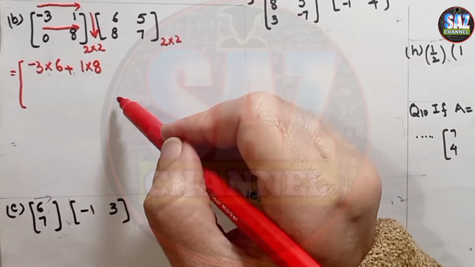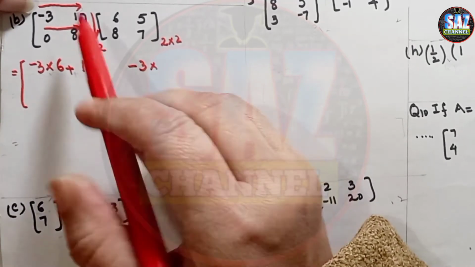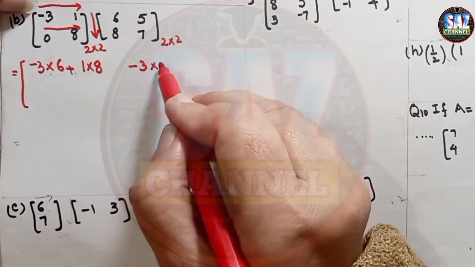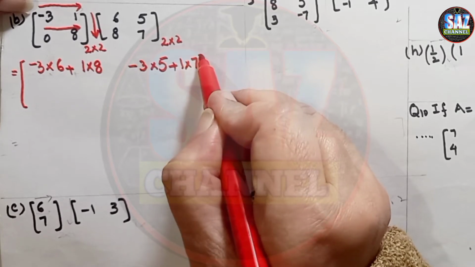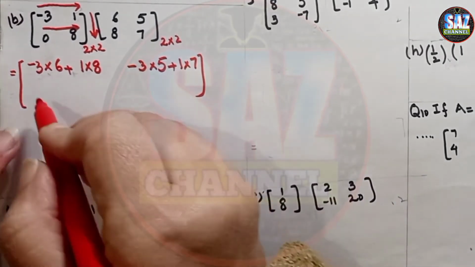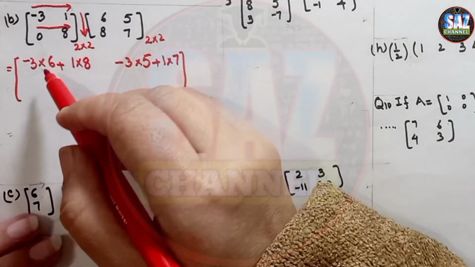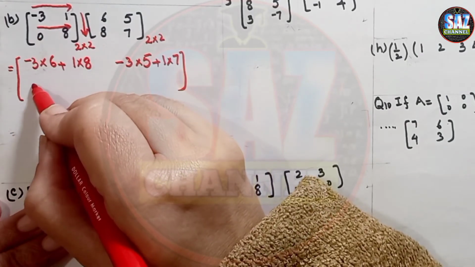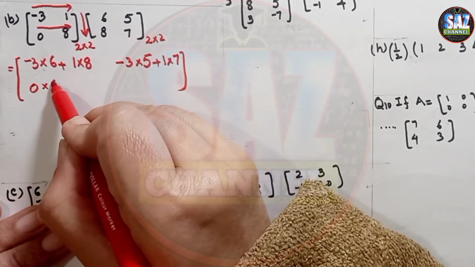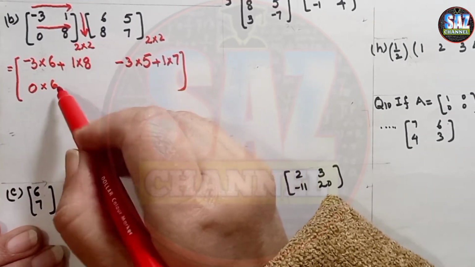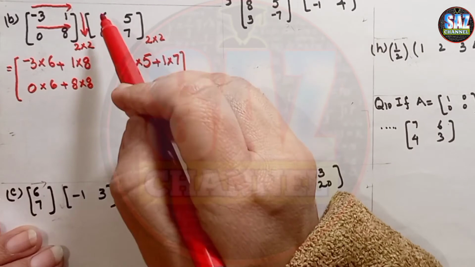Now I have to leave some space, and then again I have to pick up minus 3, and then I have to multiply minus 3 by 5 plus 1 multiplied by 7. Okay, and now coming to the second row of the first matrix, I have to pick up 0 and multiply it by 6, 0 multiplied by 6 plus 8 multiplied by 8. And now the second row, first column is done.